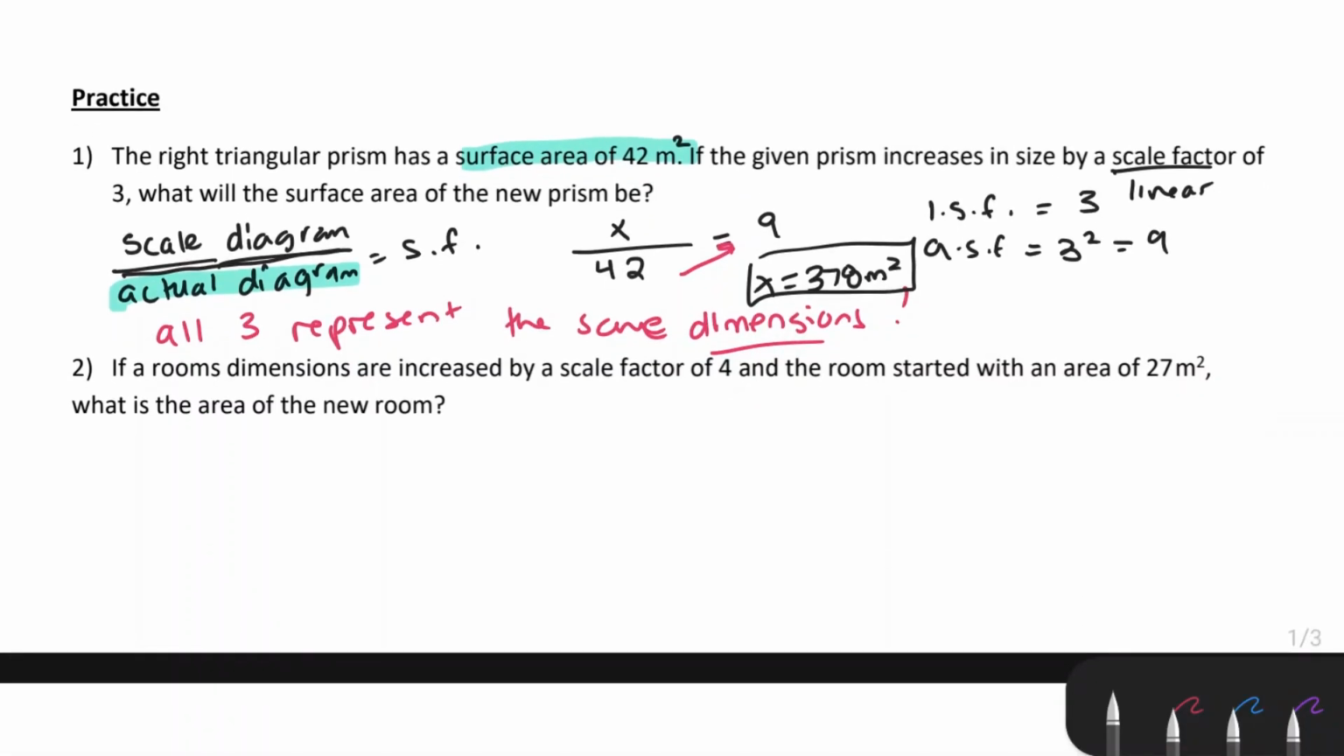Let's look at another one. If a room's dimensions, and when we say that, we're talking about length, we're talking about width, we're talking about individual linear measurements. So if my room's dimensions are increased by a scale factor of 4, that's our hint to tell us that this, again, is our linear scale factor of 4. And the room started with an area of 27 meters. What is the area of the new room?